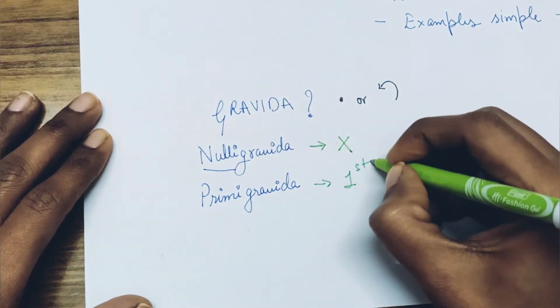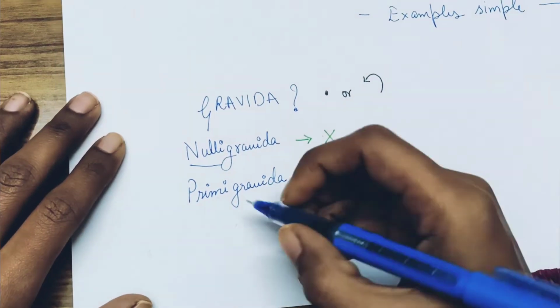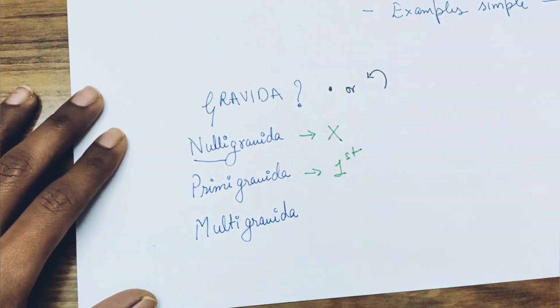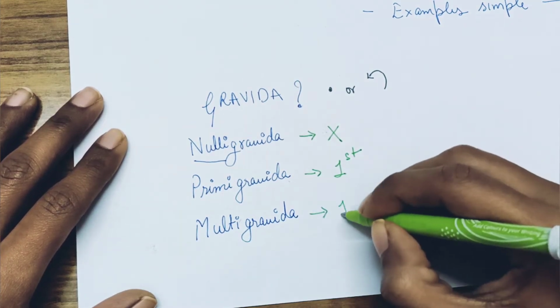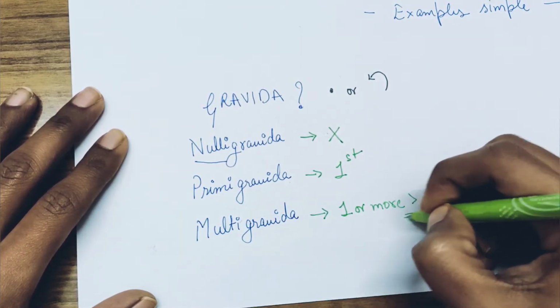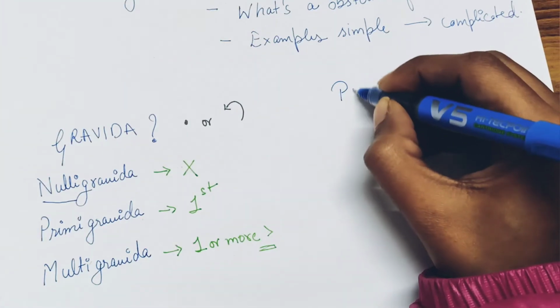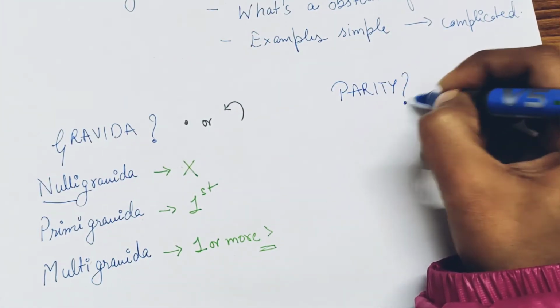Then we have primi gravida. Primi means first, so first time pregnant is known as primi gravida. Then we have multigravida. Multigravida is something beyond this primi. Everything that is beyond primi is known as multigravida.